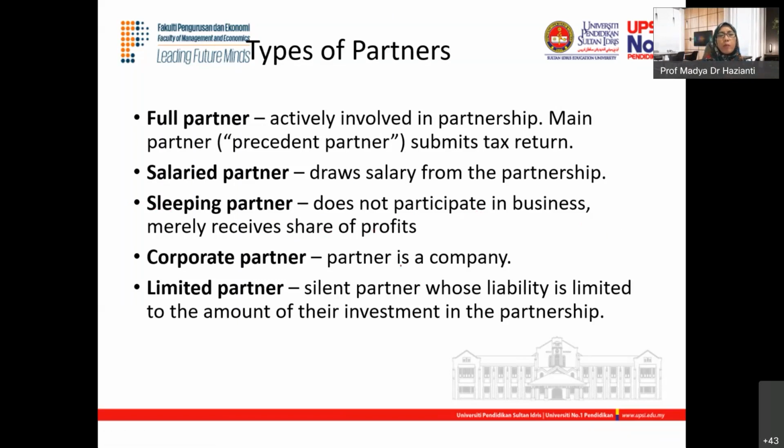We can also have a corporate partner. Partner tu is a company, bukan orang, bukan individual. Corporate partner, partner is a company. It can also be a limited partner. Limited partner, silent partner whose liability is limited to the amount of the investment in the partnership. Generally, for the partnership, liability tadi kita kata all will be held liable sepenuhnya lah, fully, but we can also have a limited partner. But later on in the notes nanti kita ada tengok sikit lah on limited liability partnership. So yang ni kita get dulu.